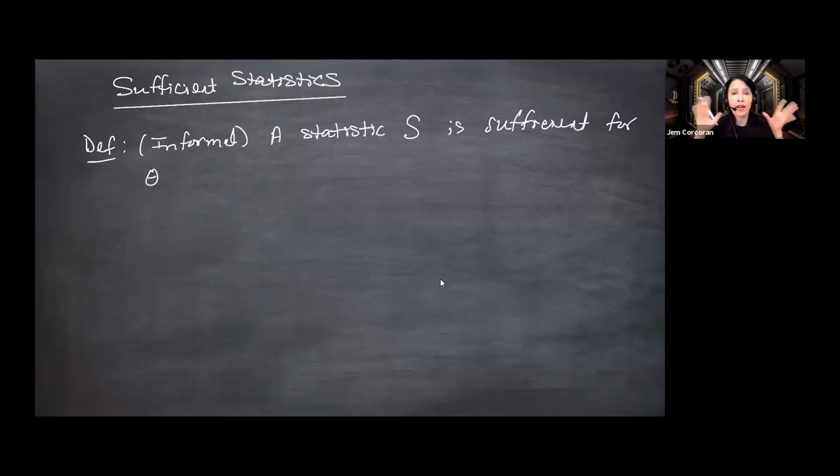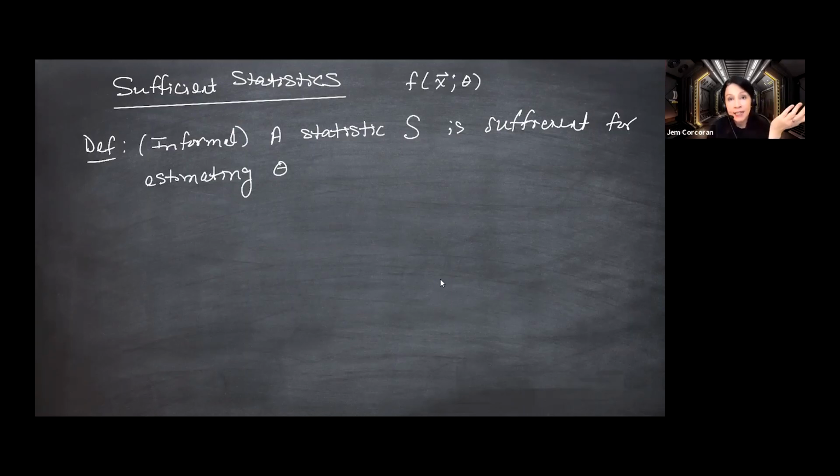I guess I should have started with a setup. So I've got x1 through xn, maybe IID, maybe not, but they have a joint PDF, f of x and theta. People say sufficient for theta, but I think it would make more sense to say sufficient for estimating theta, if it condenses the information in the random sample down to a statistic, one-dimensional or maybe two or three statistics, without sacrificing any information about theta.